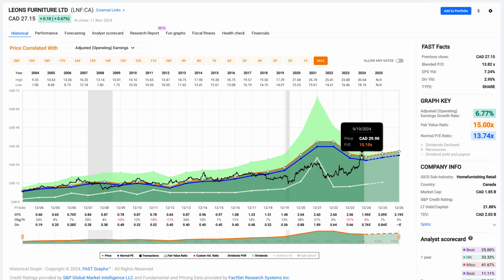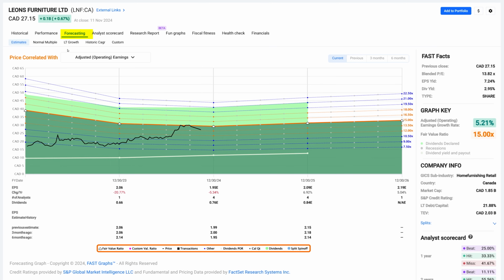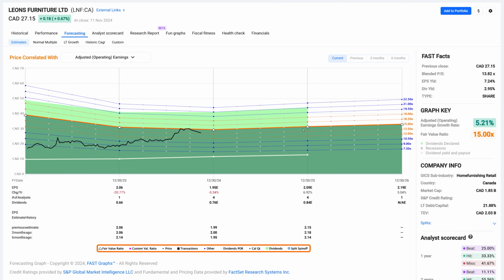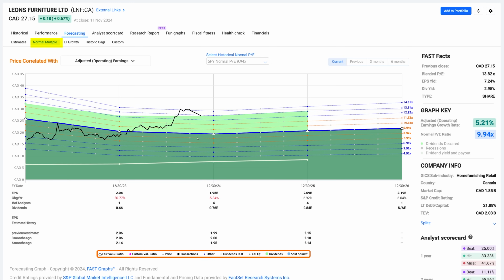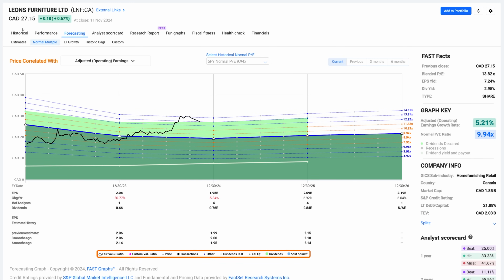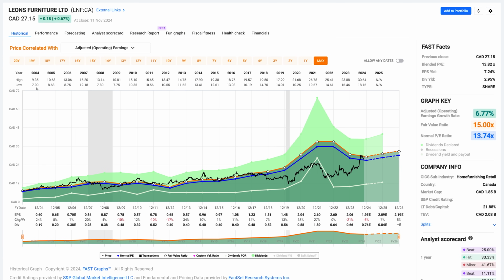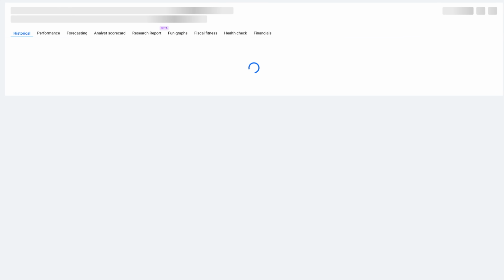The stock has rallied up to what I would call a normal PE ratio, trading just above its normal 13.74. So if I go to forecasting, we're not expecting a bunch of growth here, but looking at the normal multiple, the stock looks like it would be overvalued. So I wouldn't personally be interested in buying the stock here. I might have been interested in buying it when the price was trading at a much more attractive valuation from a long-term investment point of view.